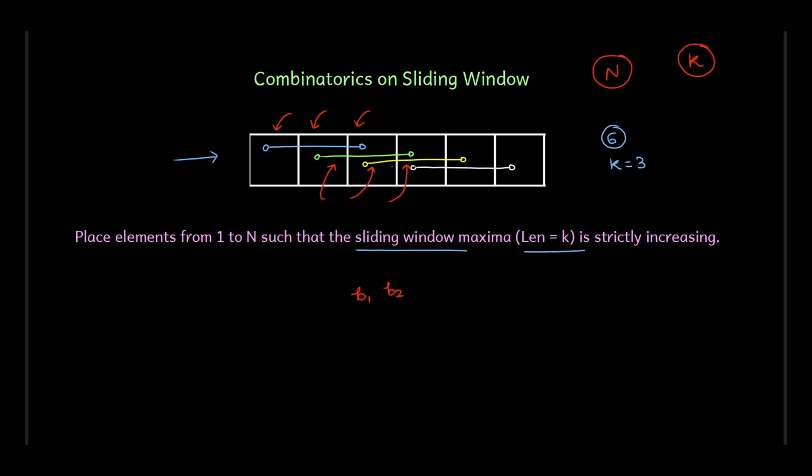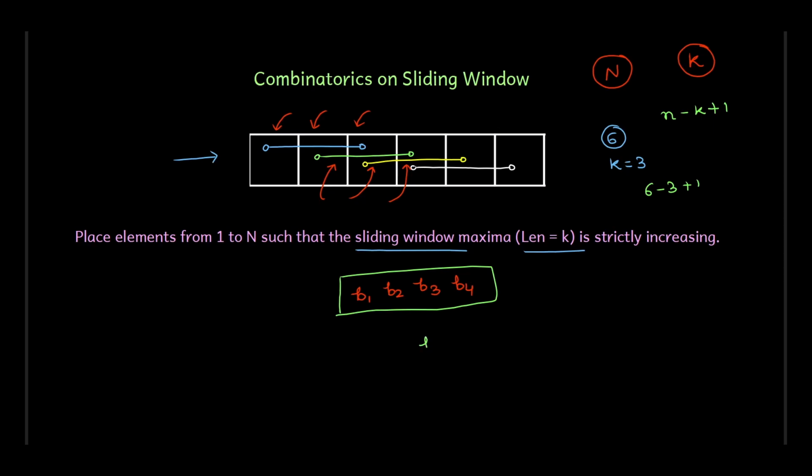Then you compute the maxima of the yellow sliding window. Let's call it B3. And you do the same thing for the white sliding window. You call it B4. So once you have this sequence of numbers, and notice that there will be n minus k plus 1 sliding windows, because you can see that with 6 and 3 the formula is 6 minus 3 plus 1, because we got 4 numbers.